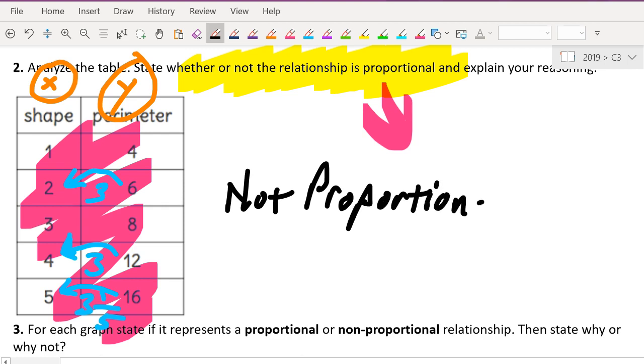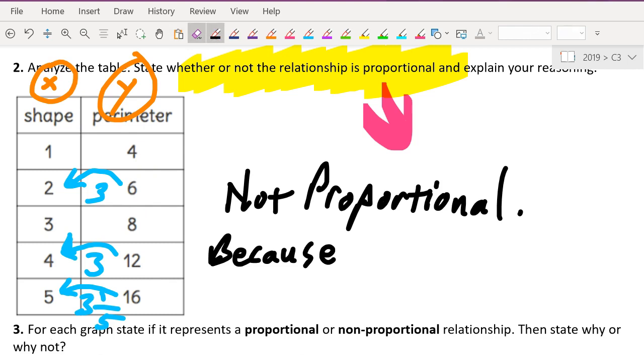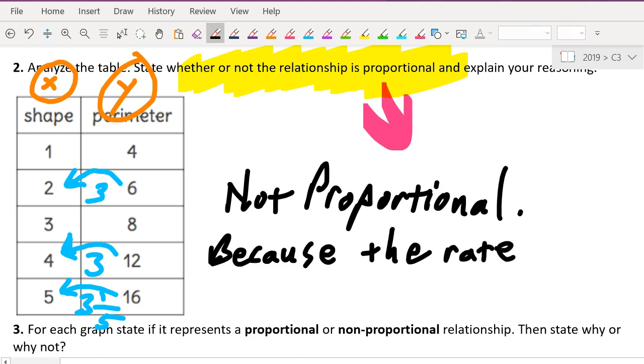Now it says explain your reasoning. I wrote a 4. I've got an idea. Let's just keep it simple. Who has a good reason? Why do you think it's not proportional? No, because 1 times... I love how you used constant and proportional. You used those words in there. Very good.